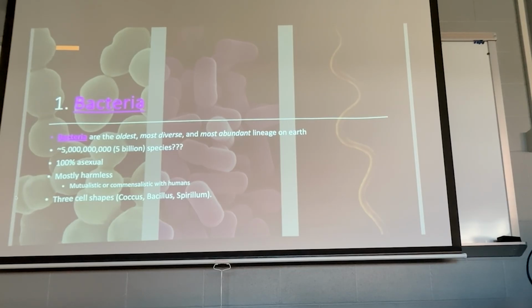And because they're simple, they can divide very quickly, and they have very diverse metabolic and genetic lineages because of horizontal gene transfer. So there are most likely more than 1 million or even 100 million, or some people say billions of species of bacteria. I don't know what the right number is, right? There's a ton of them.